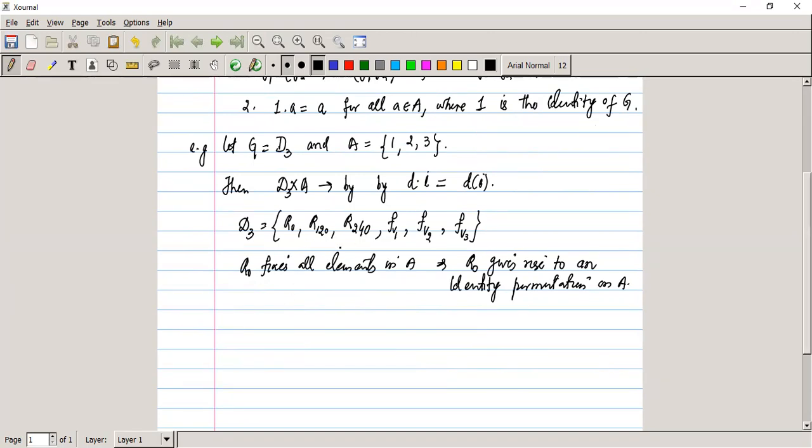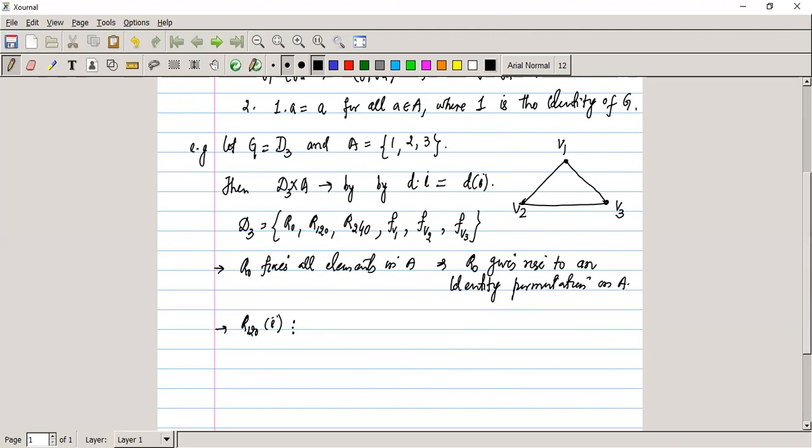Now let's look at what R120 does. So now R120 of I. Since I belongs to the set A, I is equal to 1, 2 or 3, so we shall define all the things separately. Suppose our equilateral triangle on which D3 has been defined is drawn like this. Let's name the vertices V1, V2, and V3.